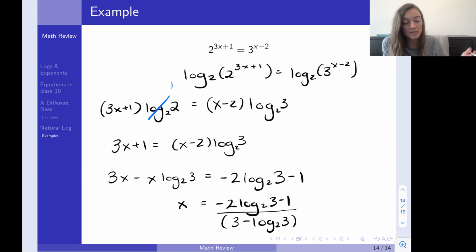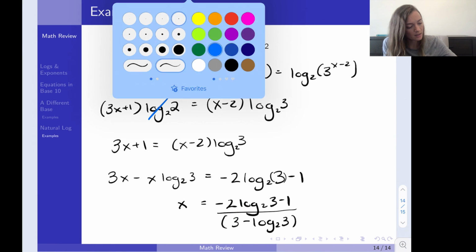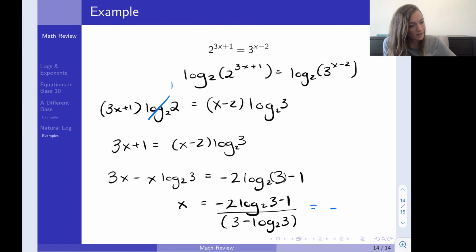So now this you can just plug into your calculator. These are all just numbers. So just plug this all in, and be careful here. There's parentheses around this 3, so it's log base 2 of 3, and then subtract 1. So just plug this in, and you get x is equal to -2.95.